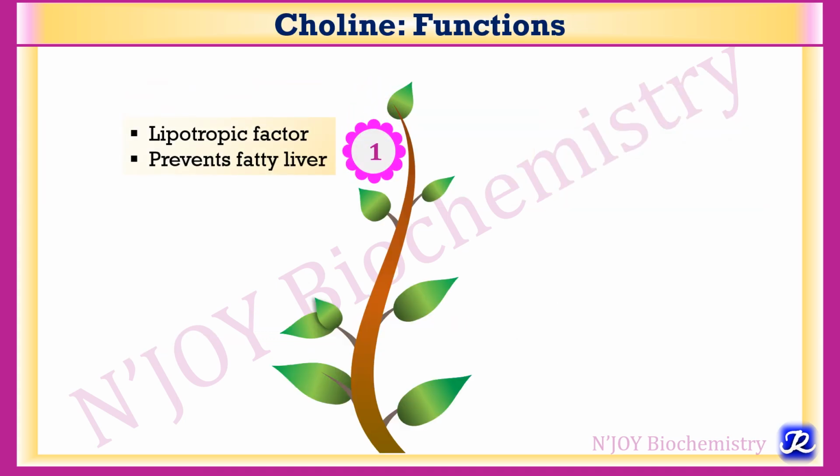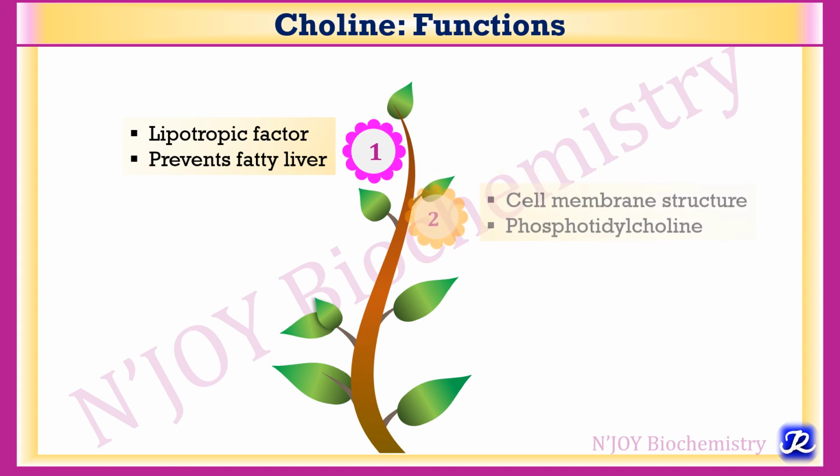The first function is that it acts as a lipotropic factor. It prevents fatty liver, that is the deposition of triglyceride in the liver. As a lipotropic factor, choline prevents the formation of fatty liver, and it is required for the formation of phospholipids, and the phospholipids are required for the formation of VLDL, and VLDLs are responsible for transport of triglycerides from the liver to peripheral tissue, and thus they prevent fatty liver formation.